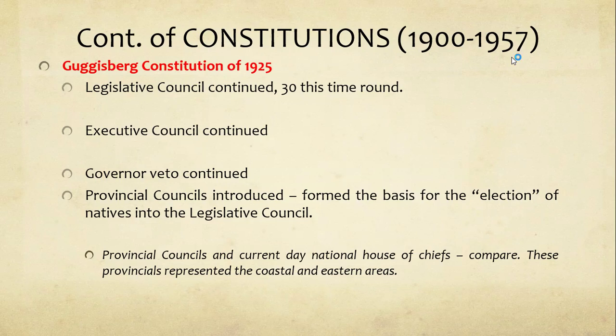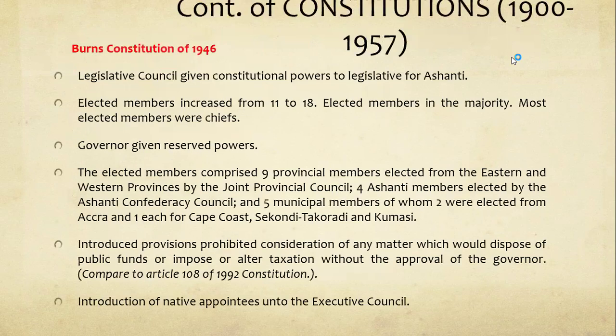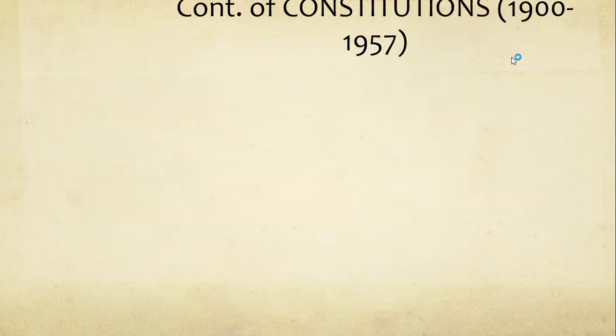So Section 3 of the Order in Council established a legislative council which consisted of 15 official members, 14 unofficial members, and the governor. So the legislative council was made up of 29 members plus the governor. And the 29, 15 were official members and 14 were unofficial members.